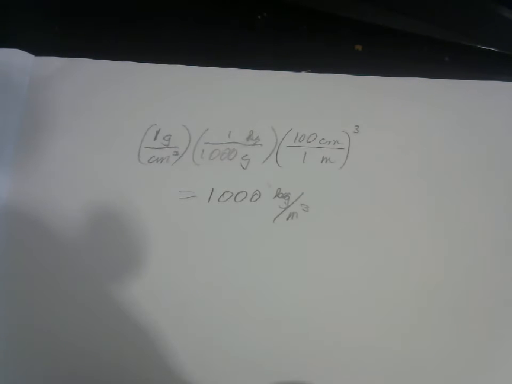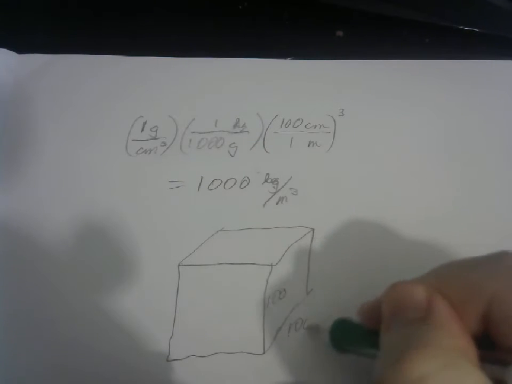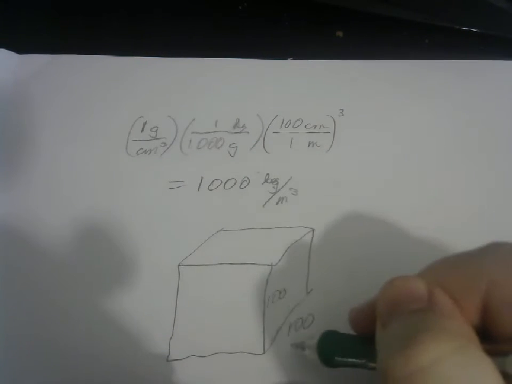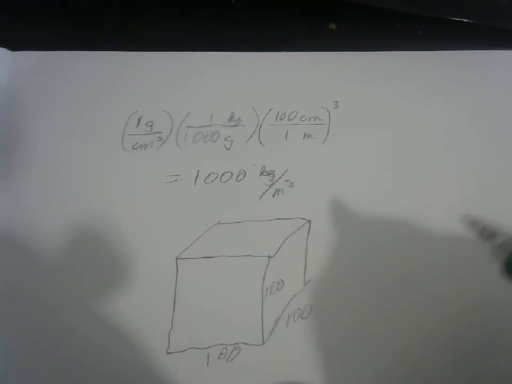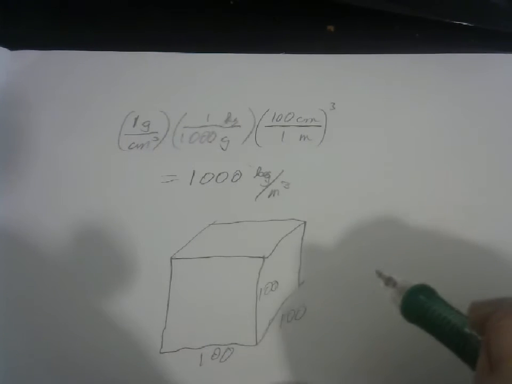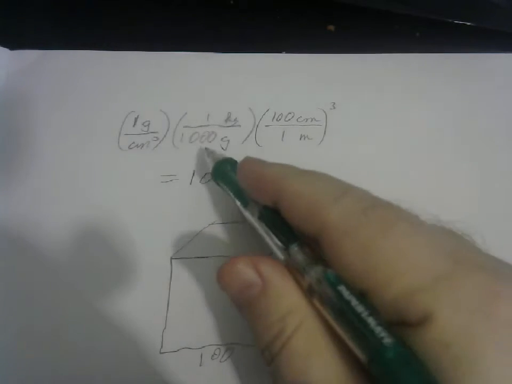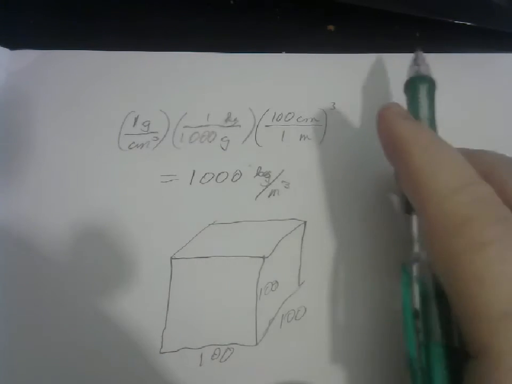which is reasonable because a cubic meter is pretty big compared to a gram. You're going 100 by 100 by 100, and that's a million cubic centimeters. So a million cubic centimeters divided by 1,000 grams per kilogram.